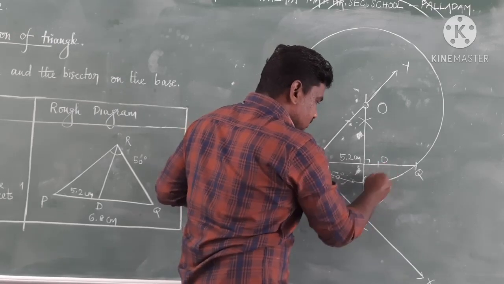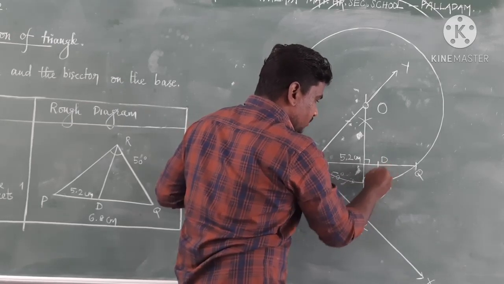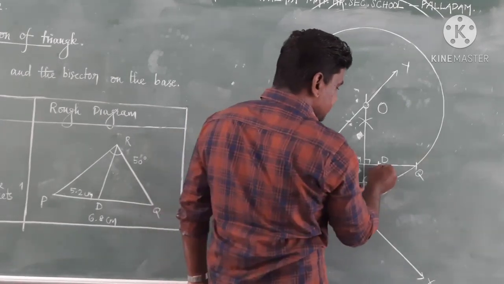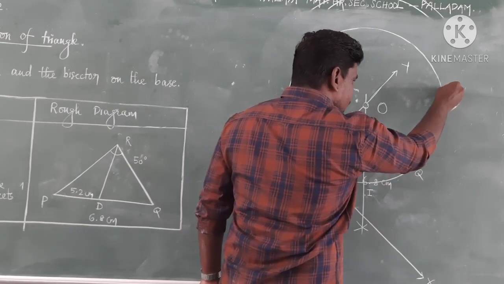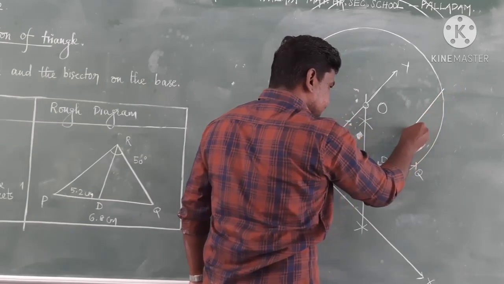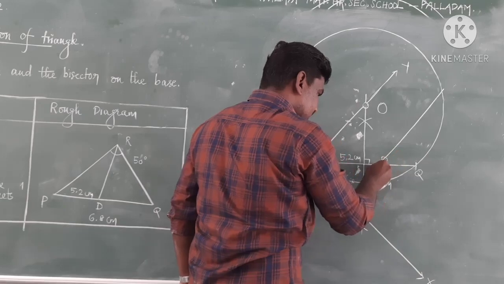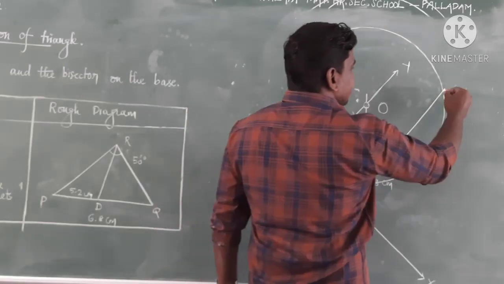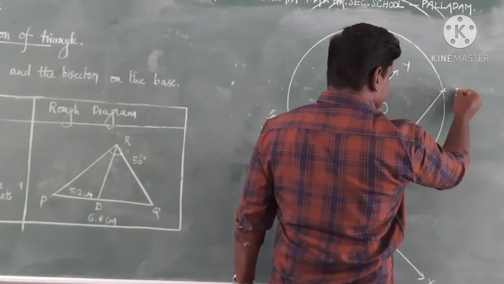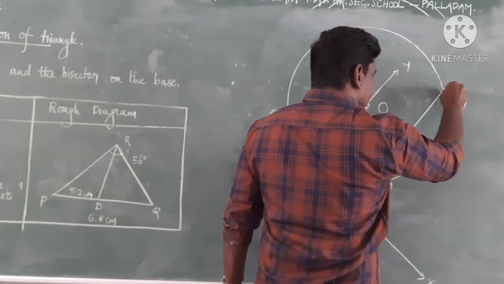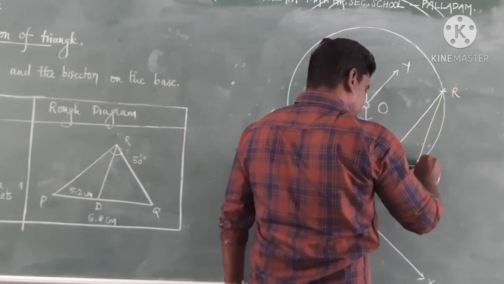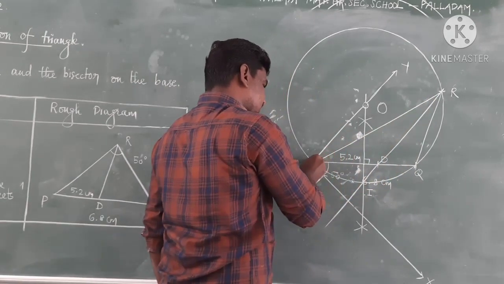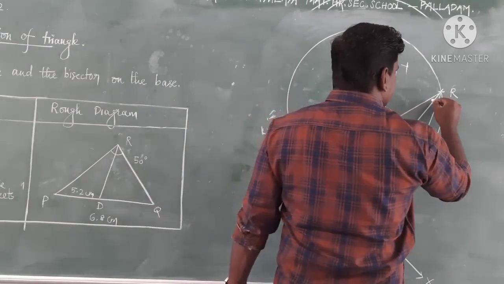Okay. Now take these 2 points. Draw a straight line through these 2 points. It means it should pass through these 2 points. Like this. Okay. So this straight line cuts the circle at the point called R. We can join QR and PR. This is the required triangle.